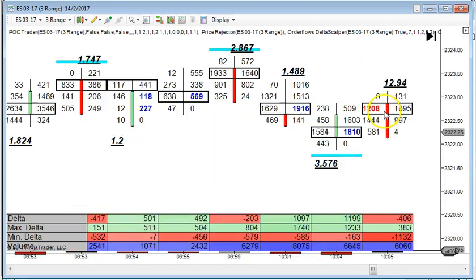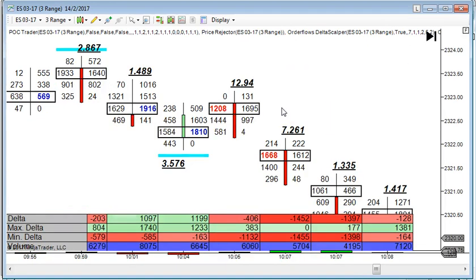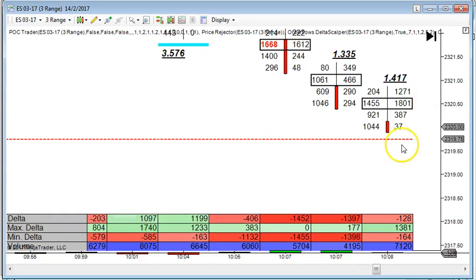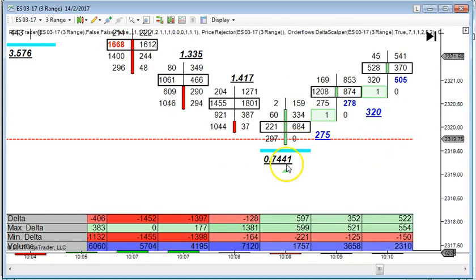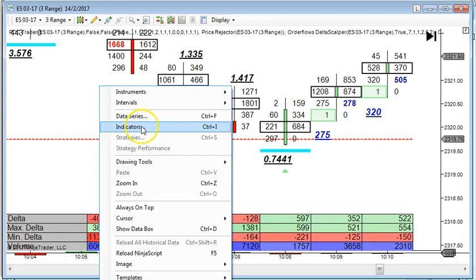We get up to 24, just go sideways, come back down, hit the low again, another divergence, close to a ratio that I would find to be bullish. I use 0.7, or I think 0.69. This is 0.74, so it's close but no cigar.